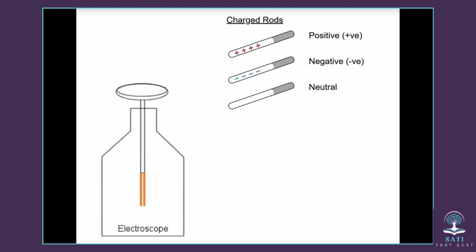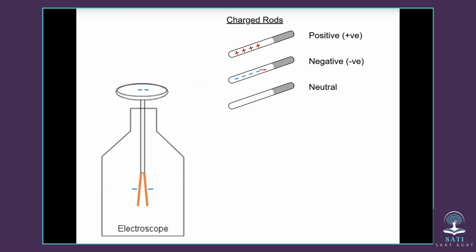So we understand what happens when we move this towards the upper disk: the electrons of the upper disk, the electrons of their atoms, will move down. So as you see, the leaves down below will have more electrons. So they'll be negatively charged.